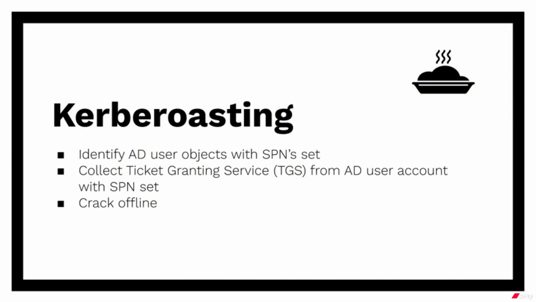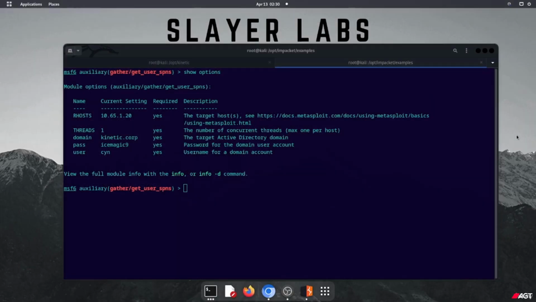In order to identify an AD object that has an SPN set, you can use a variety of tools, as discussed in the previous section, the Kerberos section. And in this scenario, we'll use a Metasploit module along with John the Ripper. Using the Metasploit module get users SPNs is pretty straightforward. Just provide the DC as the rhost, provide the valid domain user credentials, and run it.